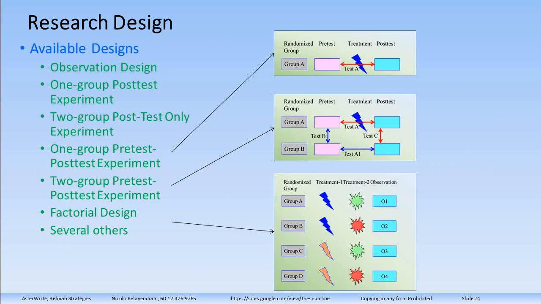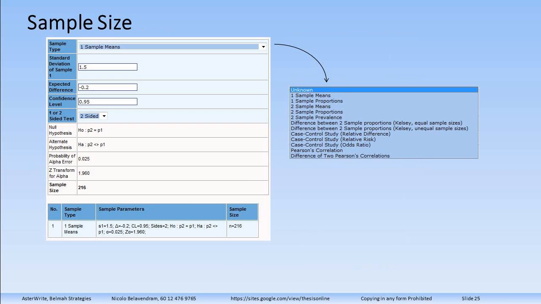Many researchers do not know which research design is required for their study. Many simply use the before-after design because they are unaware of other designs. Many researchers are also intimidated by the complexity of the data analysis. With AsterWrite, researchers can deploy several research designs. AsterWrite also includes sample size calculations for many 1 and 2 sample means, proportions, prevalence, differences, and correlations. You can select the sample type and enter relevant questions to obtain the sample size.